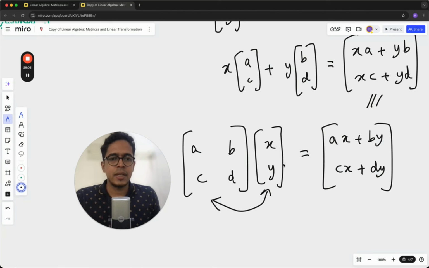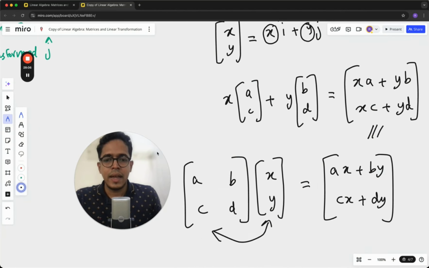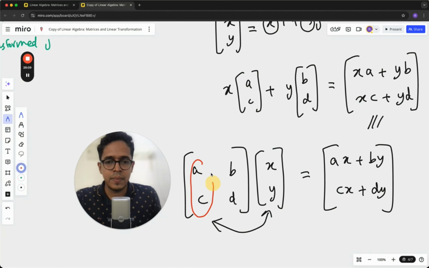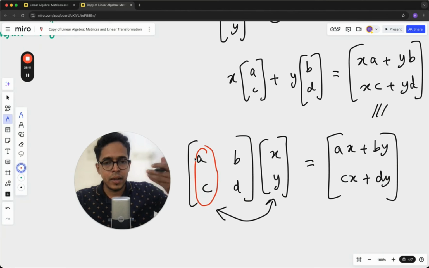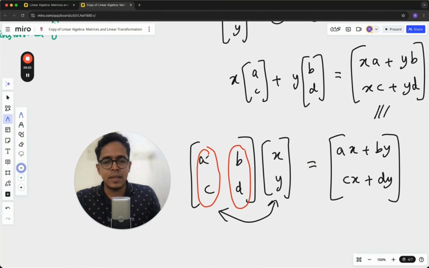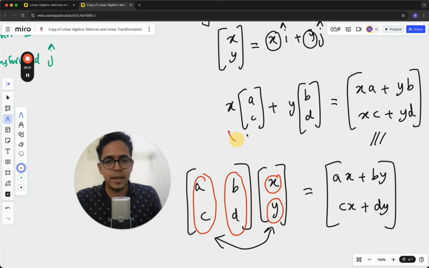All the physical intuition actually lies in the fact that (A, C) forms the transformed vector of i, and (B, D) forms the transformed vector of j, and we are basically scaling the transformed vector of i by a factor of x, scaling the transformed vector of j, which is (B, D), by a factor of y, and then adding those two. So that is what we did here in these 2 steps. We scaled the transformed vector of i by a factor of x, and we scaled the transformed vector of j by a factor of y.